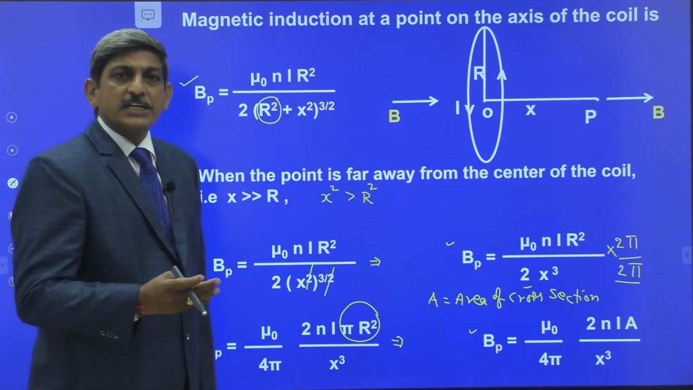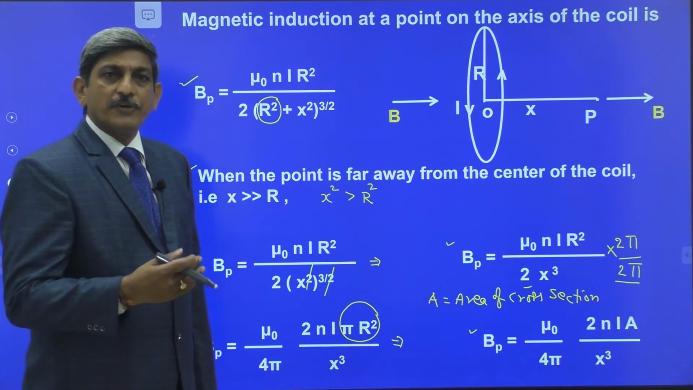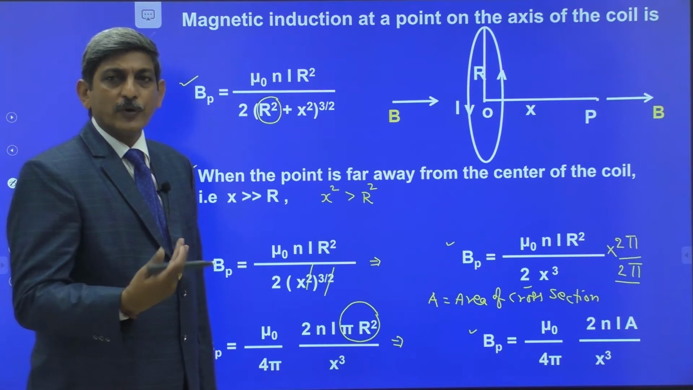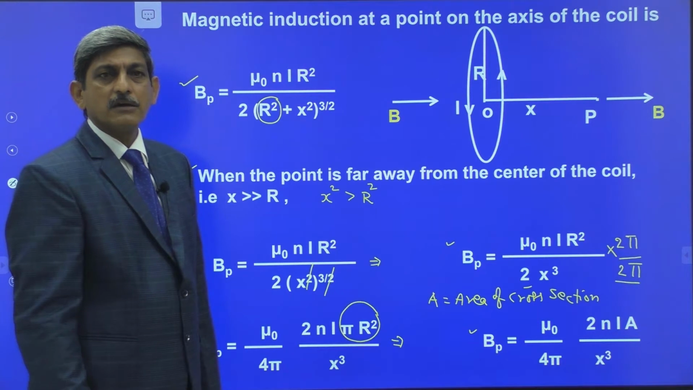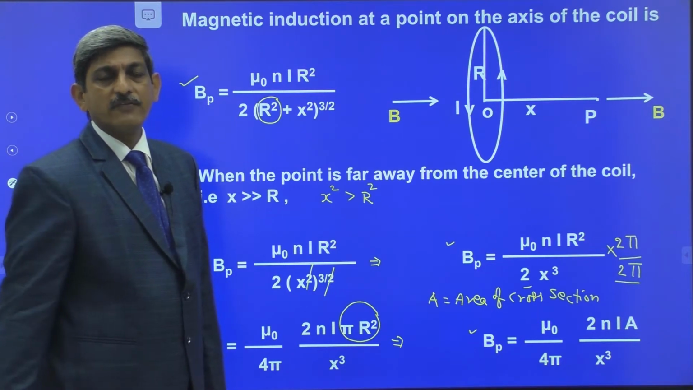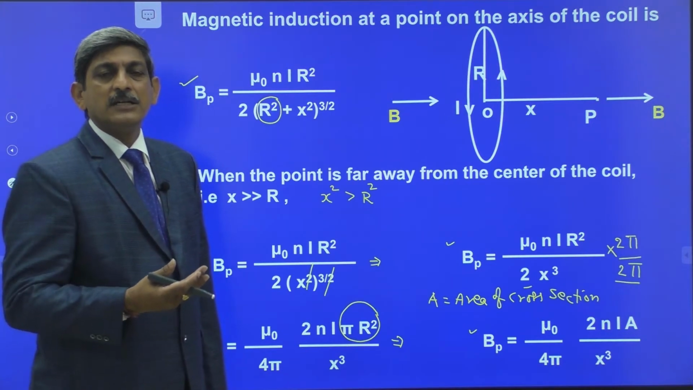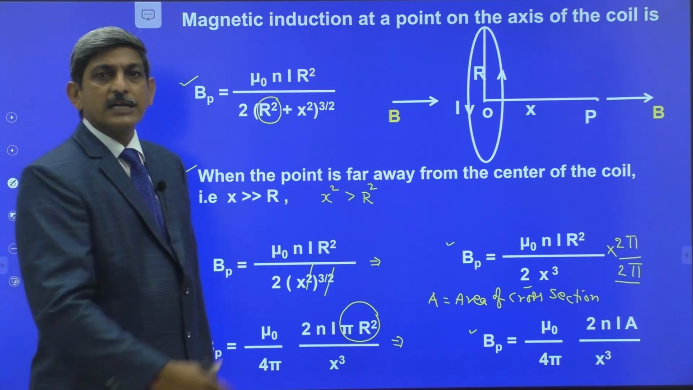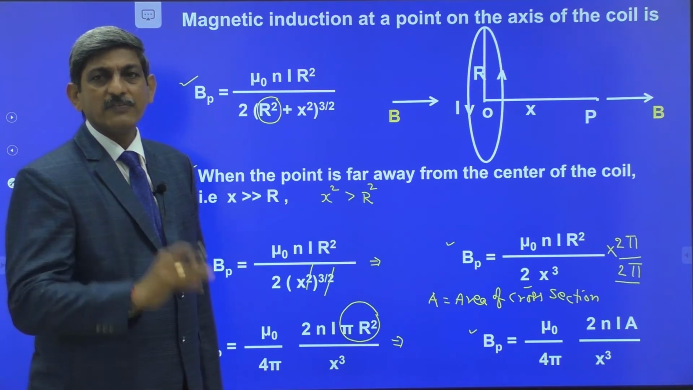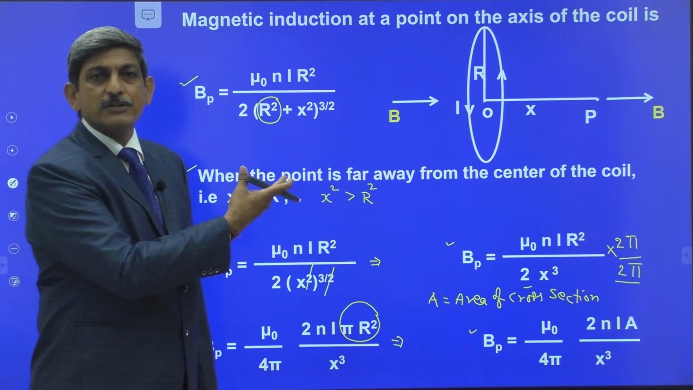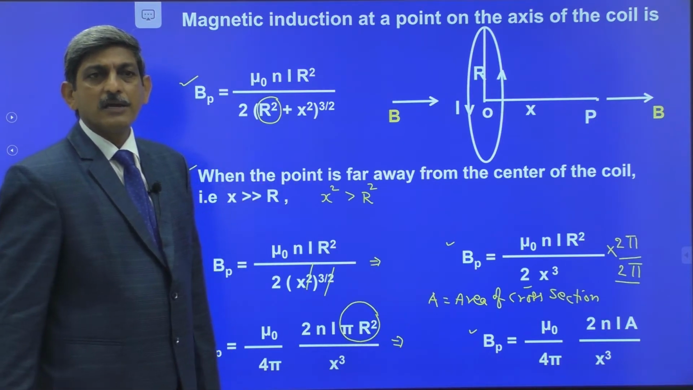Now, we studied the electric dipole, it produces the magnetic field. We studied the magnetic dipole, it produces the magnetic field, and also we studied the current carrying circular coil, it also produces the magnetic field. That's why there may be a similarity between the magnetic dipole and the current carrying coil. Why? Because both are producing the magnetic fields. Now, I am going to check the similarity between the magnetic dipole and the current carrying coil.